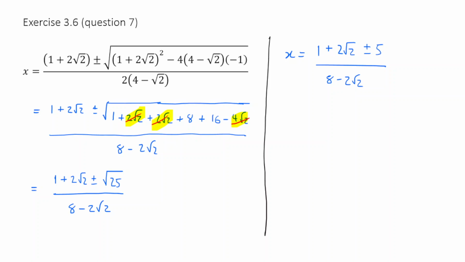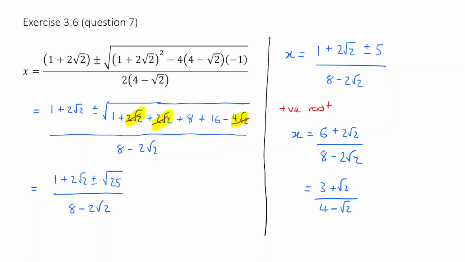Okay, and so if I'm just paying attention to the positive root, so we're only interested in the positive root, then we'll just deal with the case where we've got plus 5 and not minus 5. So in this particular case, we're going to say that x is equal to 1 plus 5, which is 6, plus 2 root 2, divided by 8 minus 2 root 2. And hopefully what you can see is that I can divide top and bottom by 2. So I'm going to get 3 plus root 2 divided by 4 minus root 2.